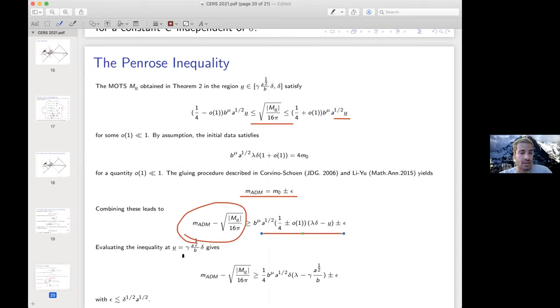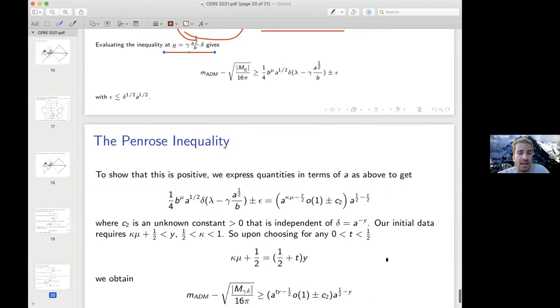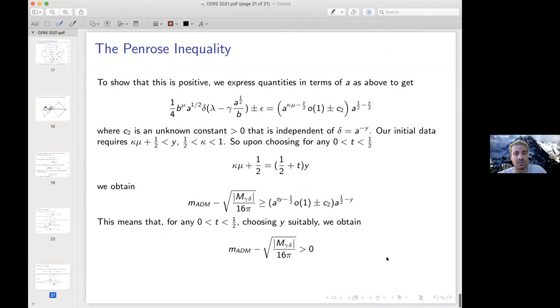And then you can evaluate the inequality here, and you can choose your parameters once again, fix all your parameters to try and make this greater than zero. And you get that you can prove it. So after choosing suitably your parameters in a way that is consistent with the initial data, you eventually prove that this is true for the MOTS appearing in your dynamically created apparent horizon. All right, well, I should probably stop there then.